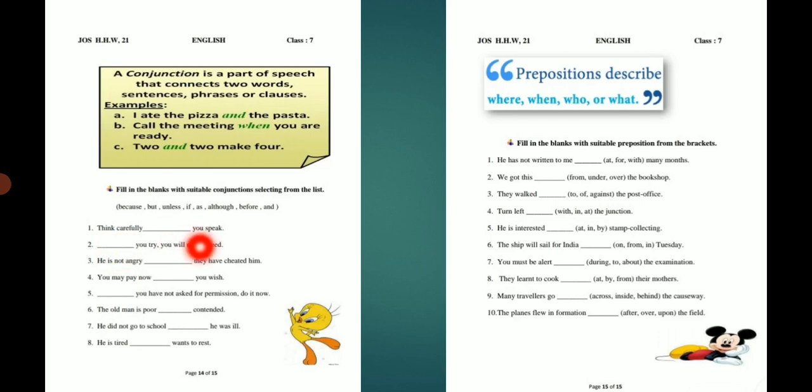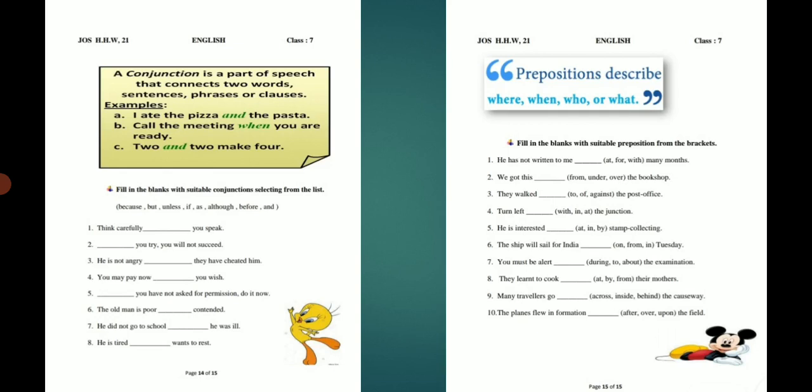Think carefully before you speak. Dash you try, you will not succeed. Unless you try, you will not succeed. He is not angry, dash they have cheated him. He is not angry, but they have cheated him. Okay students, so 3 are done by myself, others will be done by your own self.